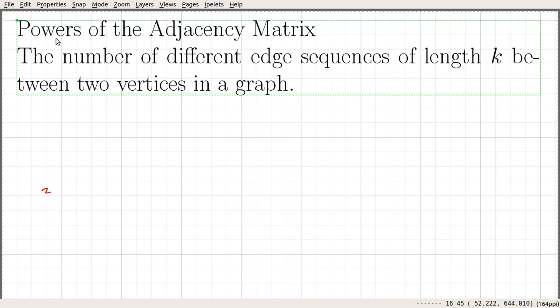In this video we are going to talk about powers of the adjacency matrix. We can use the powers of the adjacency matrix to count the number of different edge sequences of length k between any two vertices in the graph. First of all I will define what an edge sequence is. Then after that we will prove a theorem that is related to the power of the adjacency matrix.